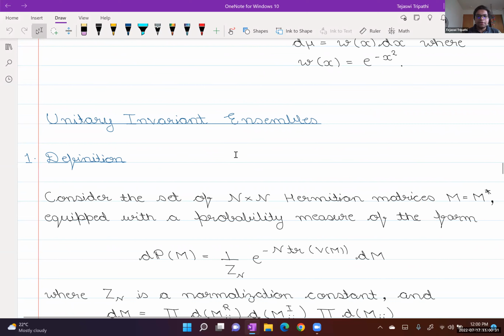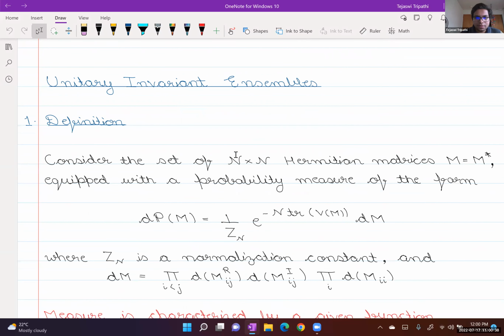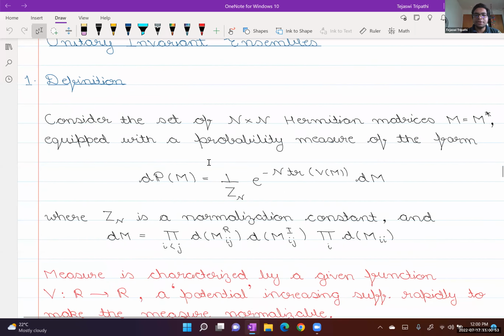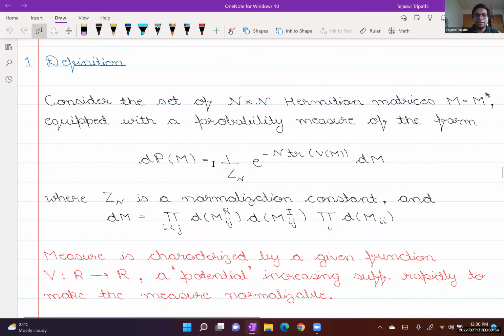Okay. Now let's see. And now we'll define what unitary invariant ensembles are. So remember, every probability space or measure space has a set, a sigma algebra, and a probability, right? So the set here is n cross n Hermitian matrices. This is our set. And the probability measure is given by this: 1 over Zn e to the power minus n trace of V of M dM.